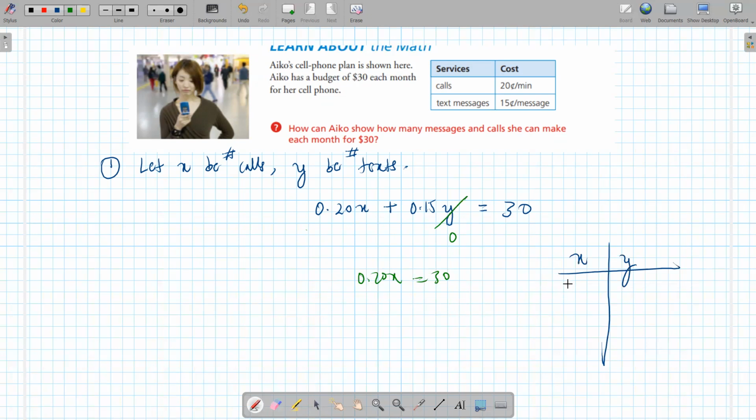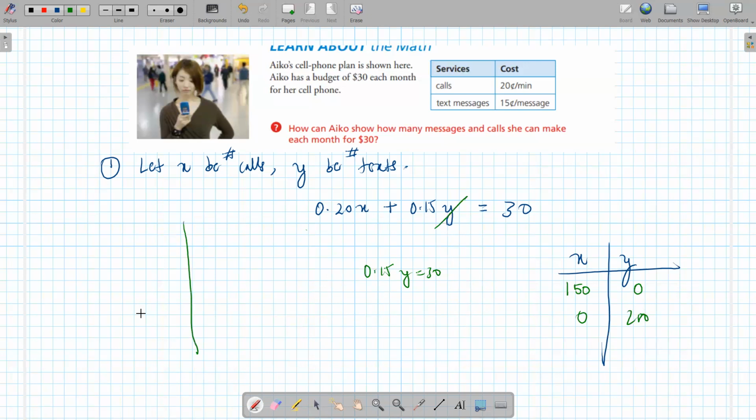What does this mean? For the x-intercept, the y value is 0, and you get the x-intercept as 150. Similarly, to find the y-intercept, we let x be 0. It's going to look like this now. Divide both sides, I think that's going to be 200. It is, so there you go.